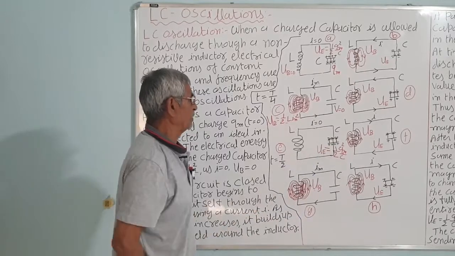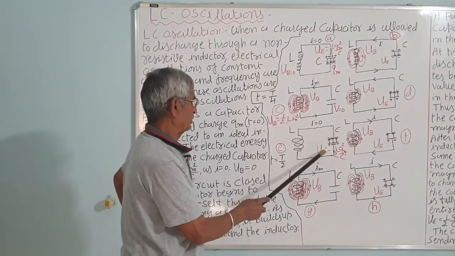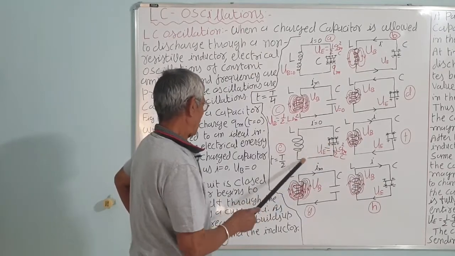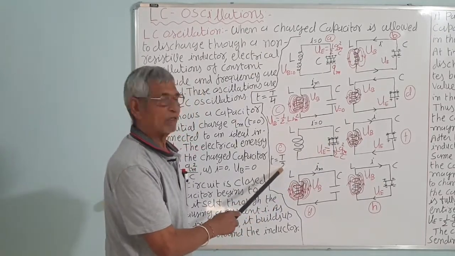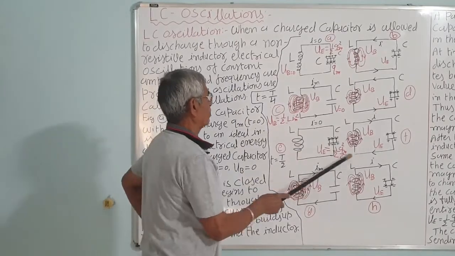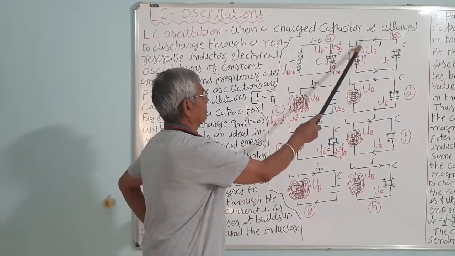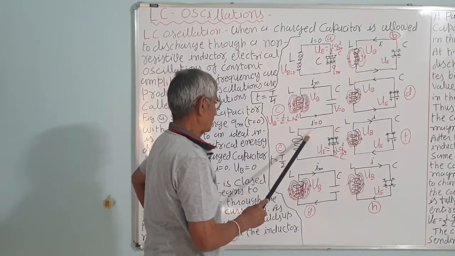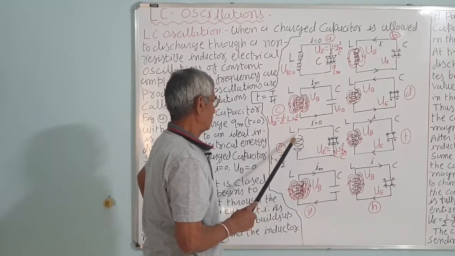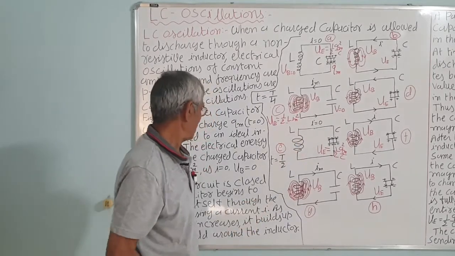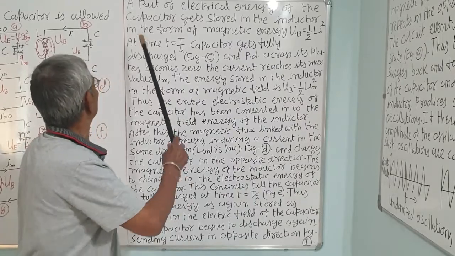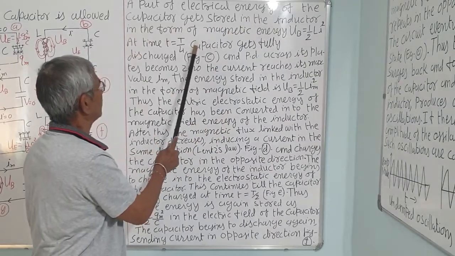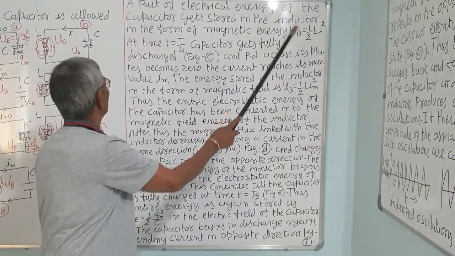After complete charging, the capacitor is fully charged, again it starts discharging, correct. But this time, after half cycle, current will flow in the opposite direction, that is clockwise direction. Here it flows in the anti-clockwise direction, correct. Here the current is 0 because the inductor's magnetic energy has been converted into electrical energy. A part of the electrical energy of the capacitor gets stored in the inductor in the form of magnetic energy, UB is equal to half Li square.